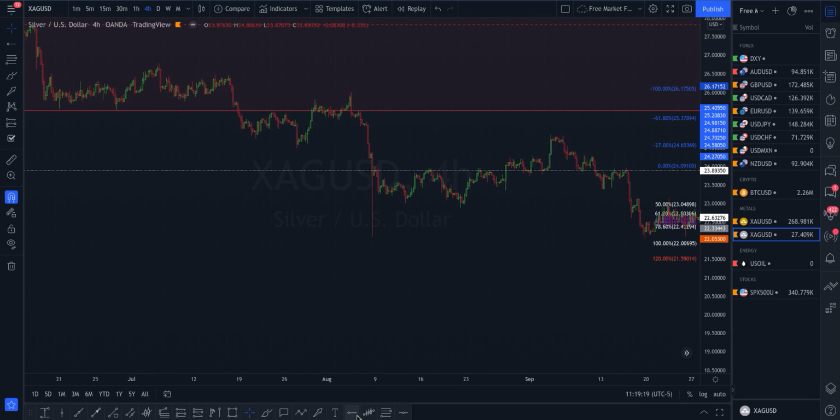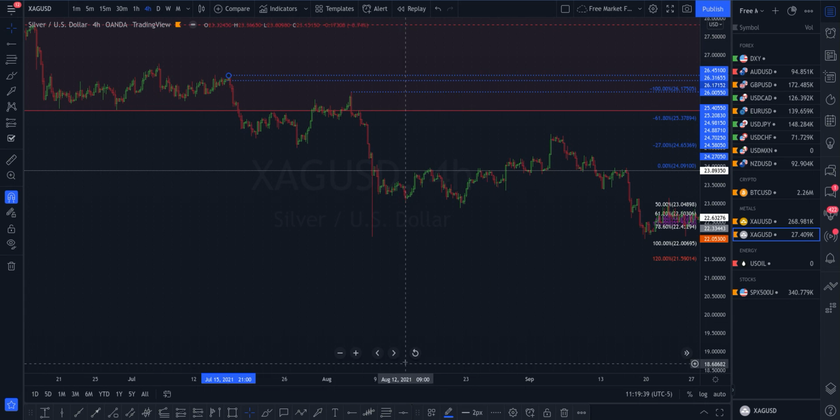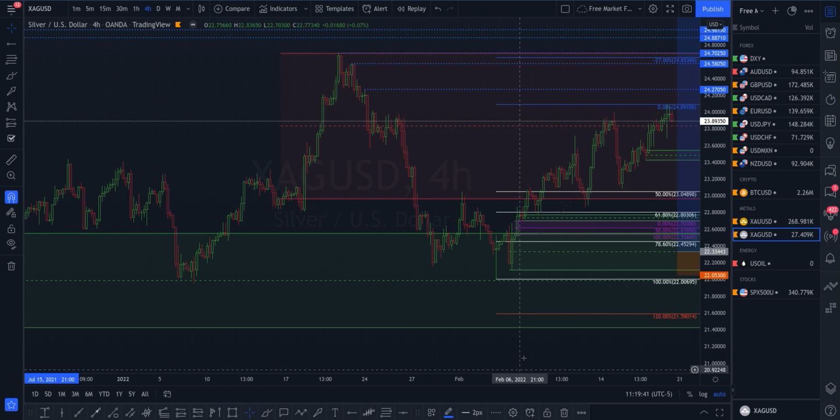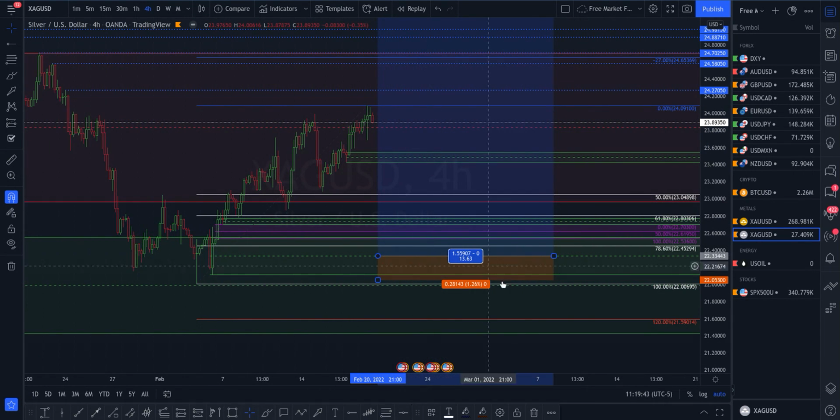So let's see, partials here, and let's say one more. Could go there, and we could go here. It's for the imbalance fill, and that's for the high. So on silver again, looking at a possible 13x, a little over 13x trade on this one. So we'll see how that plays out. Of course, waiting for confirmation.